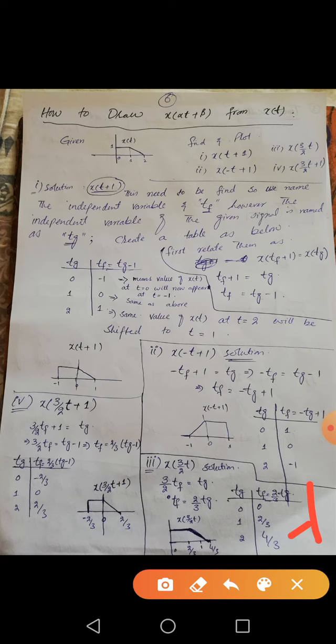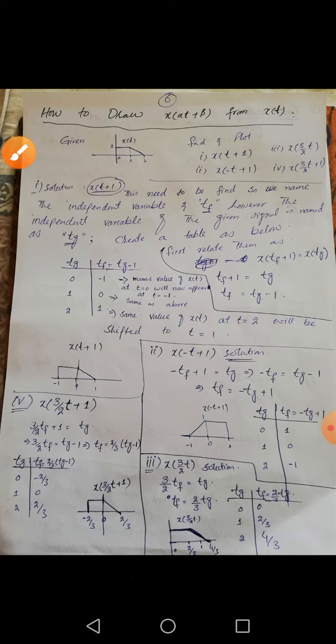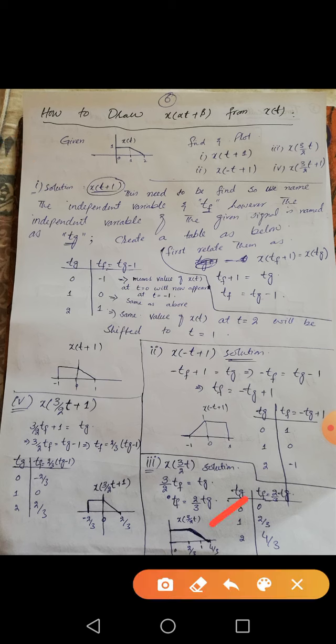What does it mean? That the value of the x of t at t is equal to 0 will be shifted to 0. The value of x of t at t is equal to 1 will be shifted to 2 by 3. The value of the x of t at t is equal to 2 will be shifted to 4 by 3, and this is the final plot.